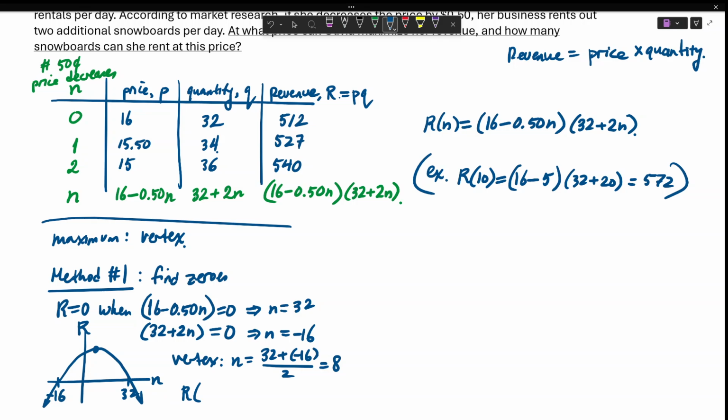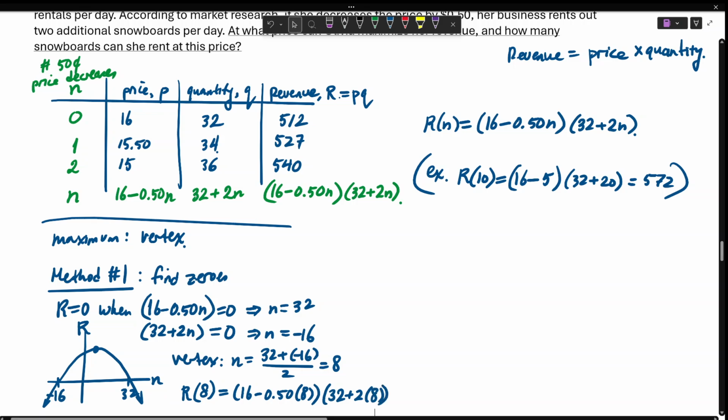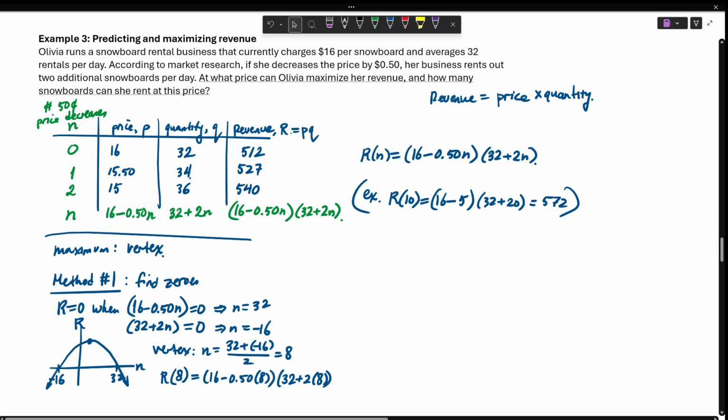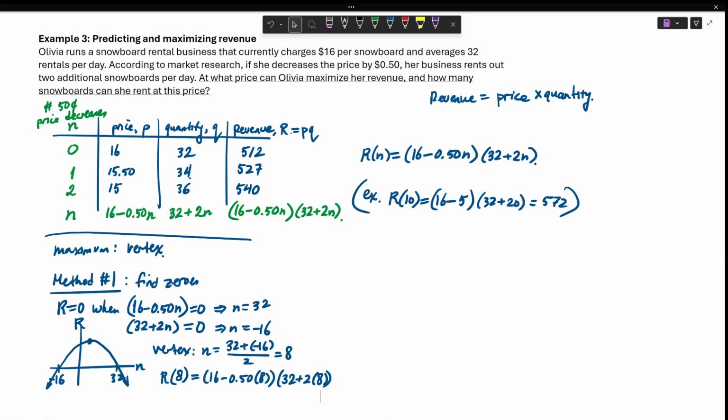Finally, the revenue when you have 8 price decreases is going to be 16 minus 50 cents times 8, times 32 plus 2 times 8. Onto your calculator. So the first one, 16 minus 4, which is 12. And the second one is 32 plus 16, which is 48. So 12 times 48, which is 576.